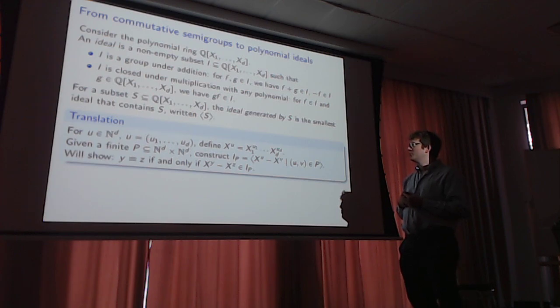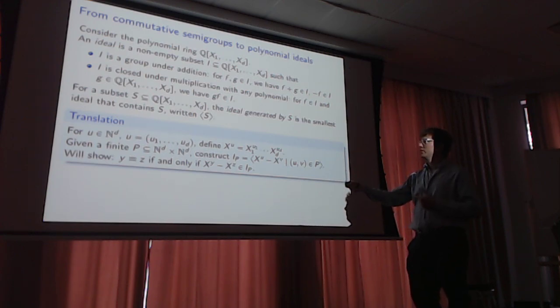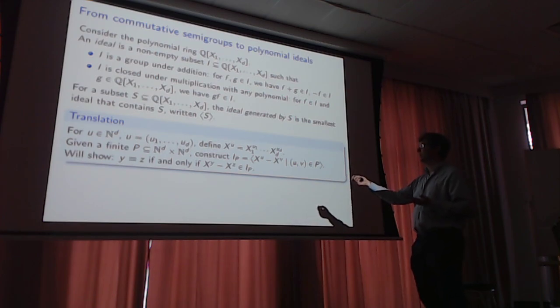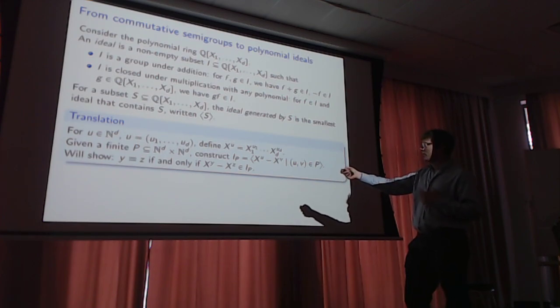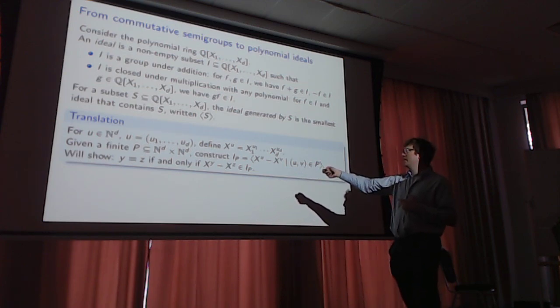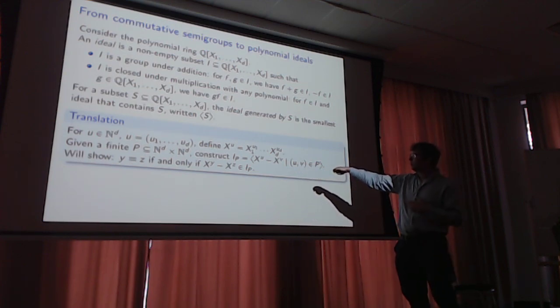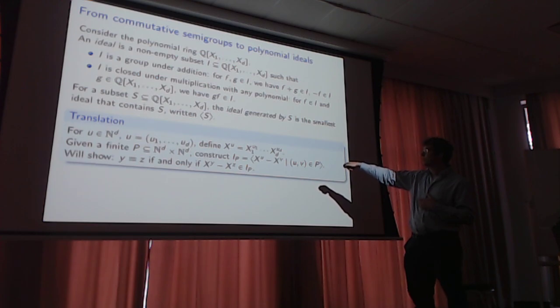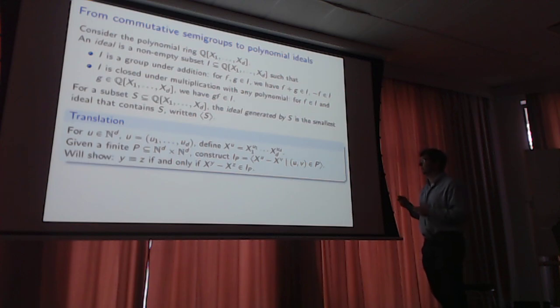So how do you translate bidirected reachability, or the uniform word problem, to membership in ideals? The idea is the following: you encode a vector. For every vector, you can define a monomial, where you take the variables and the individual components as powers of their respective variables.